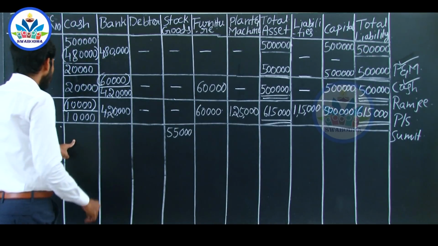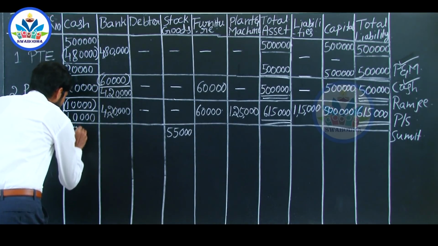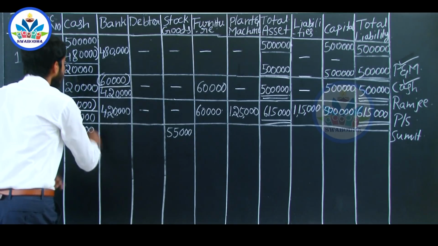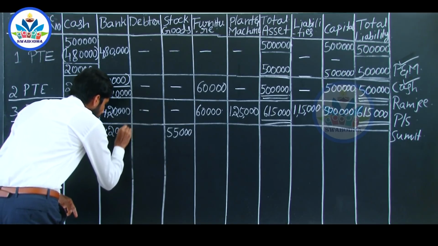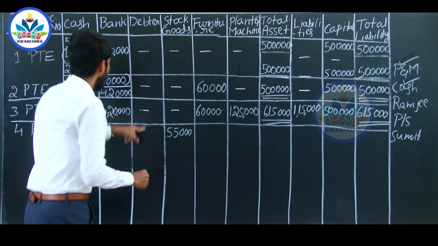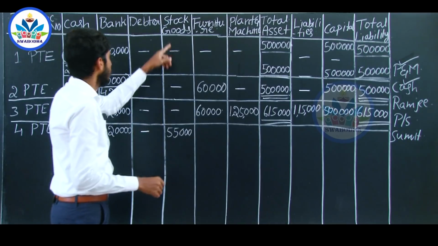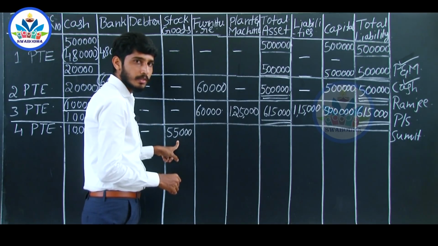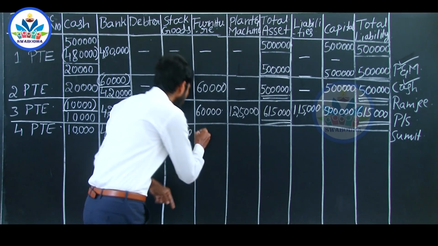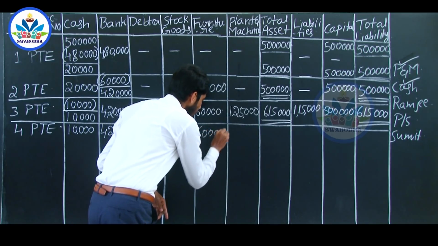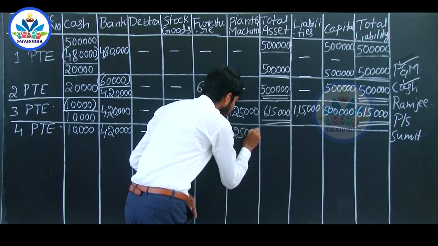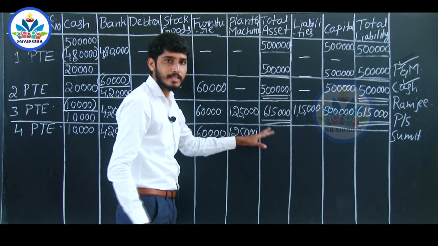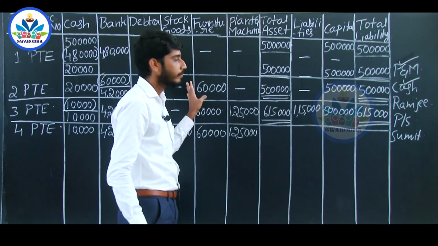So, goods value increases by 55,000. There is no cash account involved, so the cash balance will remain same, 10,000. There is no bank account involved, 4,20,000, no changes, no value of debtors and stock 55,000 we have recorded. Furniture value will remain same 60,000 and plant and machinery 1,25,000. So, asset side adjustments are done.